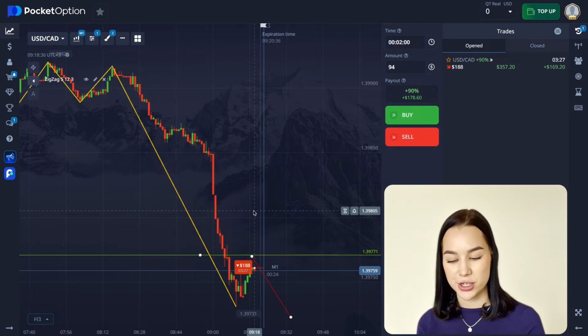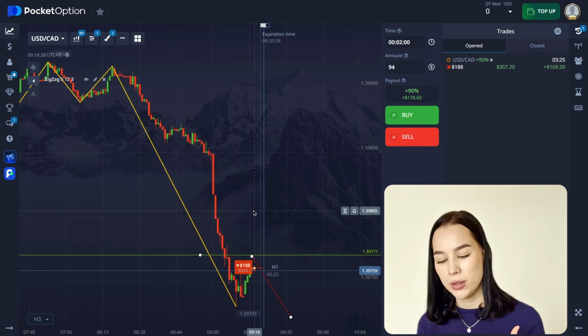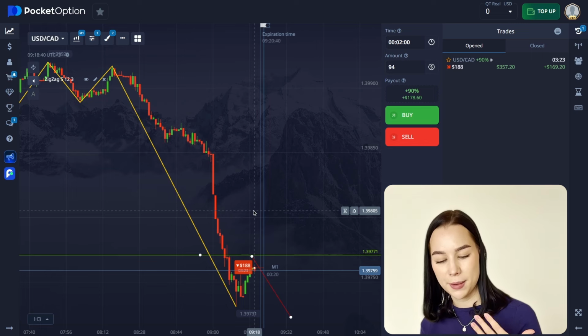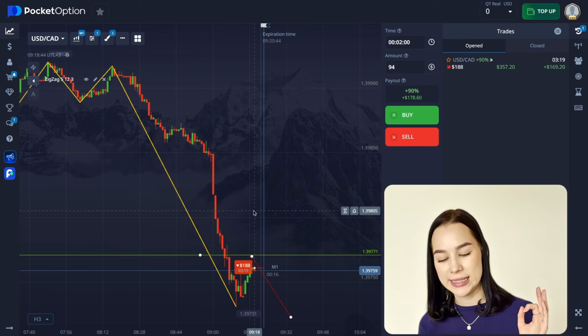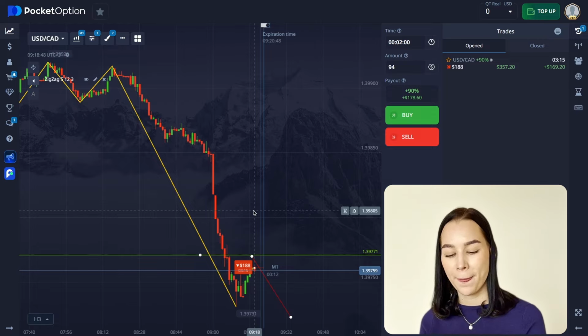Also, each upward correction ends with renewed bearish pressure, confirming a dominant seller-controlled market. So the current movement continues the impulse phase of the downtrend after a short pullback.